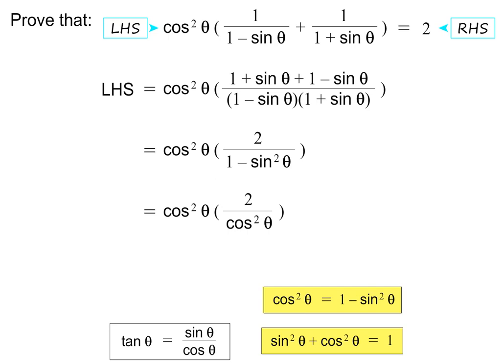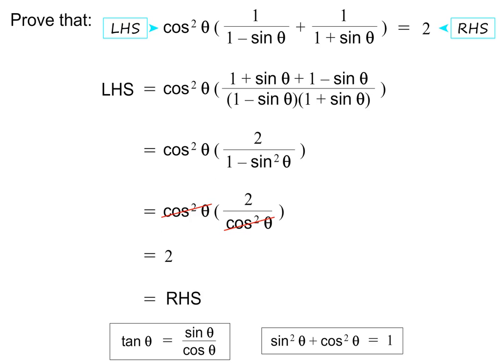How does this help? It means that we can cancel as follows, giving us an answer of 2, which is what we want. This completes our proof because we have shown that the left-hand side is equal to the right-hand side. Please pause the lesson and make sure you agree with my working.